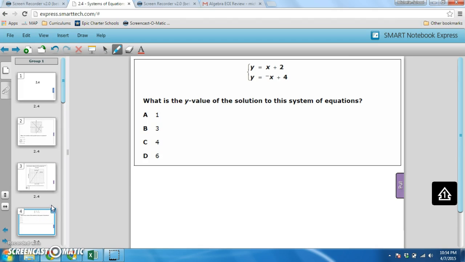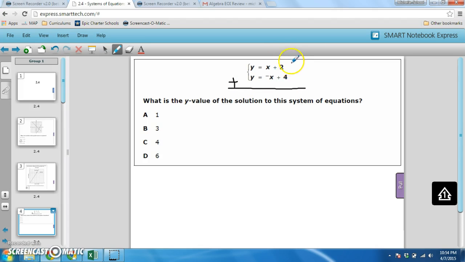The next one, what is the y value of the solution to the systems of equations? What I always teach my students is if they ask for y, you want to get rid of x. And this one's already set up great for you to do that. This one, the students always get tricked though, so pay attention.